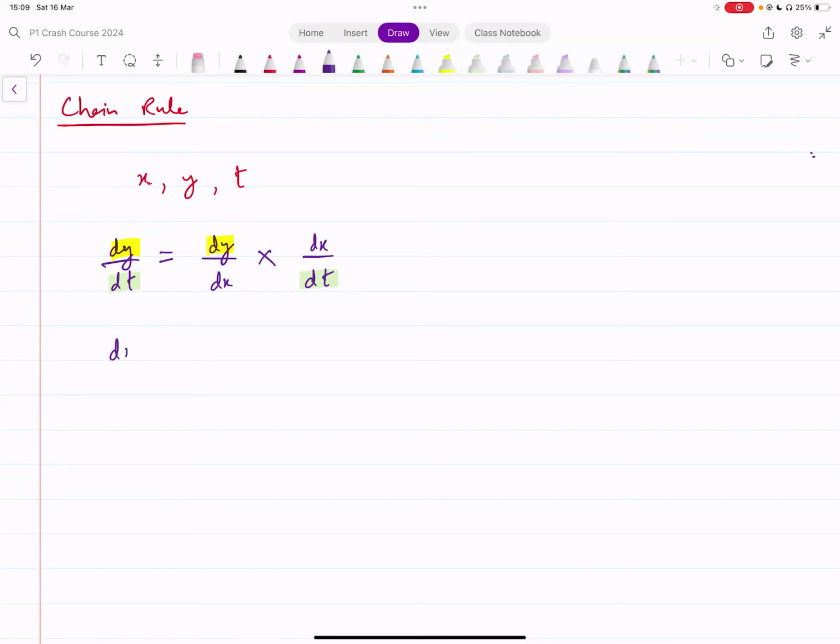Similarly, if you had to find dx over dt, how would the chain look like? The numerator of the first fraction will be dx. The denominator of the second fraction will be dt. And then in the remaining places, you're going to have the third variable. In this case, the remaining variable is y. We put y here and y here. So dx over dt can be found as dx over dy into dy over dt.